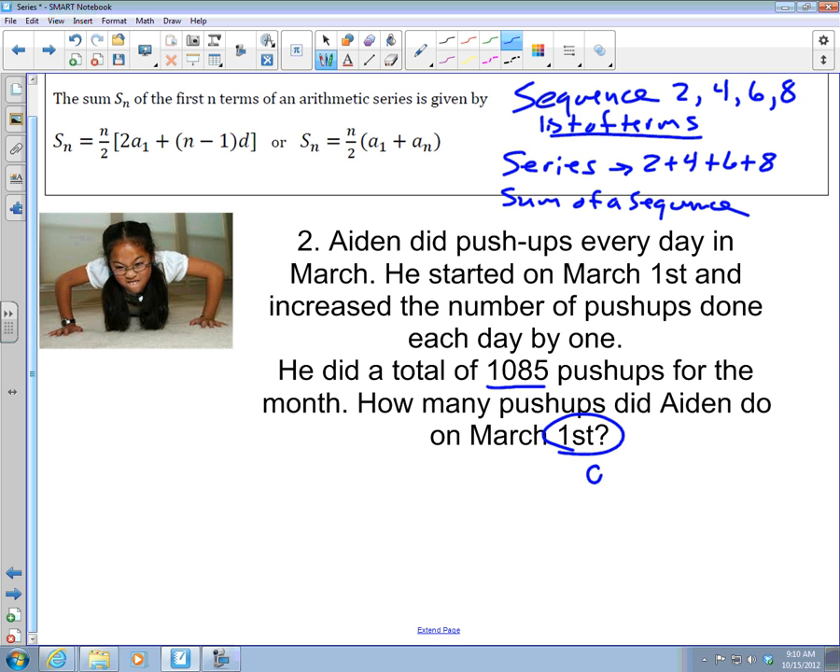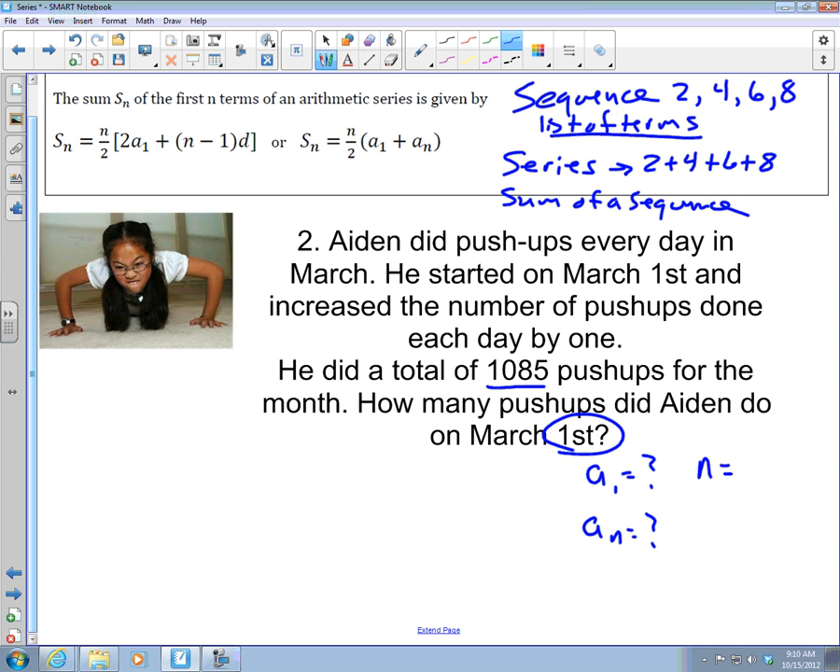First of all, a sub 1, the first term. We don't know that. That's what we're looking for. We also don't know a sub n, the number of push-ups he did on the last day. But we do know a few things.